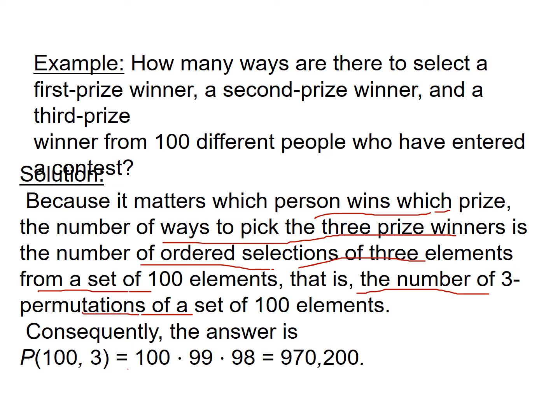For the first prize, there are 100 options, 100 different people, and once one has been selected, only 99 people are left. For the second prize winner, there are 99 options, and for the third prize winner, there are 98 options. So there are 3 prizes in total, and we stop here. So the answer will be 970200. That is the number of ways in which we can select the first prize winner, a second prize winner and a third prize winner.